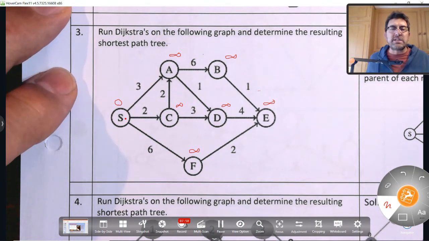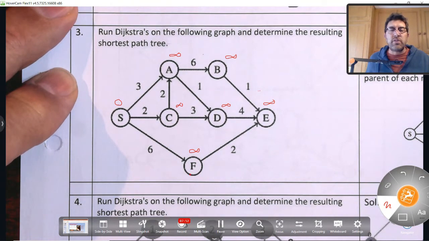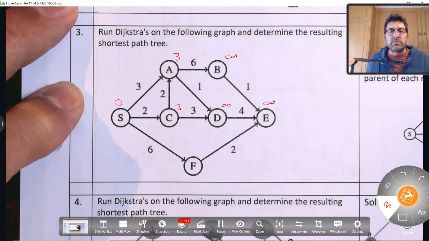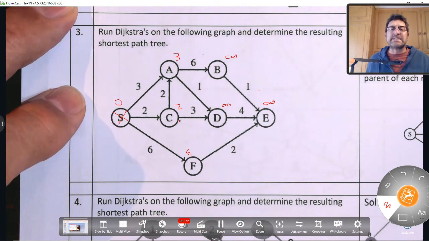Every other vertex that is not visited yet is infinite. Okay, so we start at S. There's 3 adjacent vertices. If I move from S to A, I have moved a distance 3. So that becomes a 3. If I move from S to C, I've moved a distance of 2. And from S to F, I've moved 6. So I can record the 2 there, record the 6 here. I mark this vertex as visited. The lowest between these 3 is vertex C.